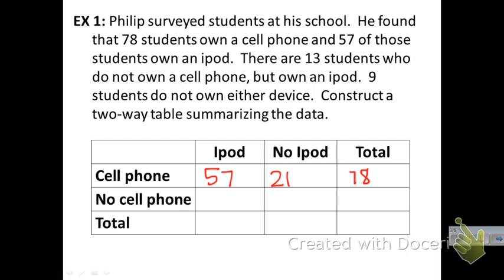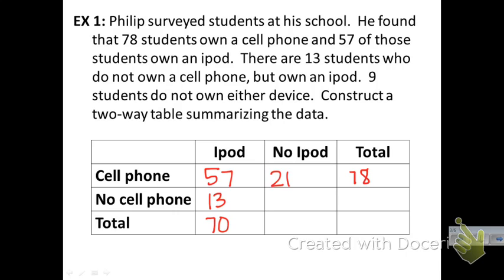Okay, we're going to go back to our paragraph and get some more information. It says that there are 13 students who do not own a cell phone, but own an iPod. So they own an iPod, but don't own a cell phone. That 13 would go here. It's the same idea with a row and a column. We can add these two and it'll give us the total down below. So when we add those, we get 70.